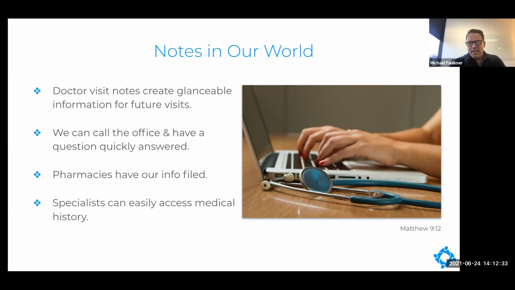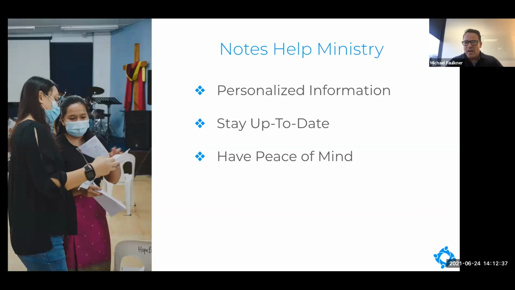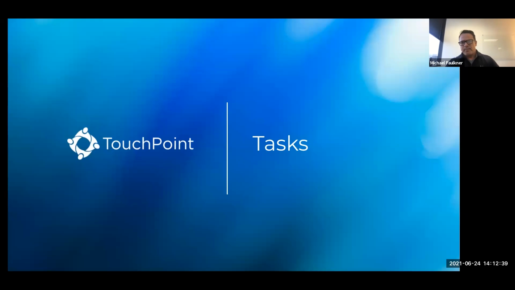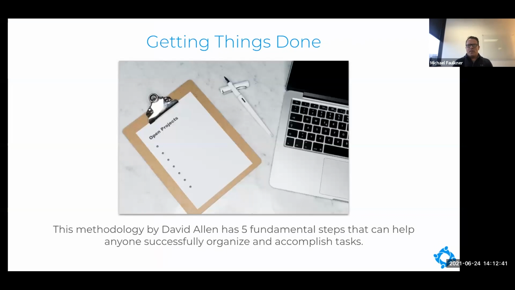All right, so let's go ahead now and we'll transition over to tasks. So that was the notes side of things. On the task side of things, it's a little bit different, right? What we're talking about now is actually getting things done. And a way that we see tasks and notes working together is in what's called the Getting Things Done methodology by David Allen. And he has 5 fundamental steps in getting things done effectively.